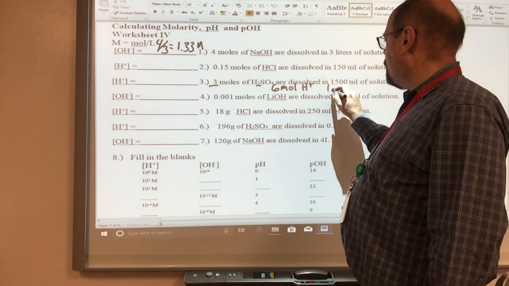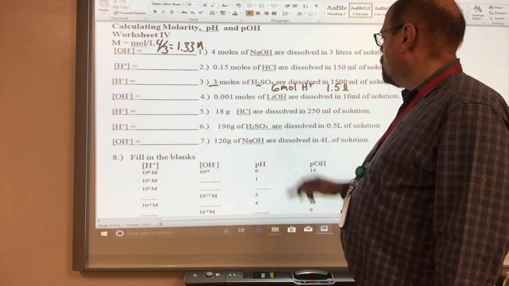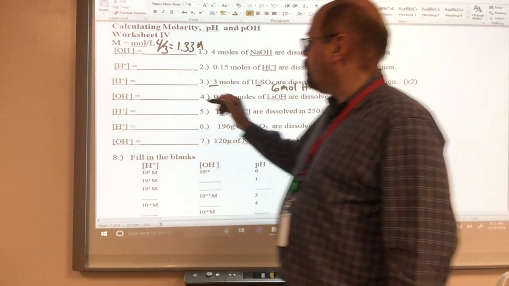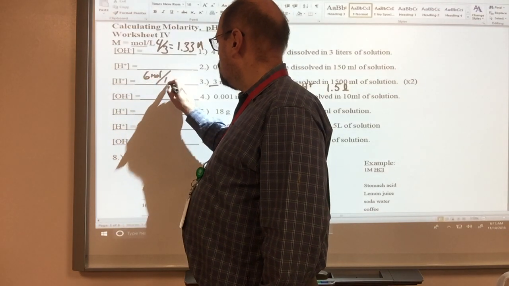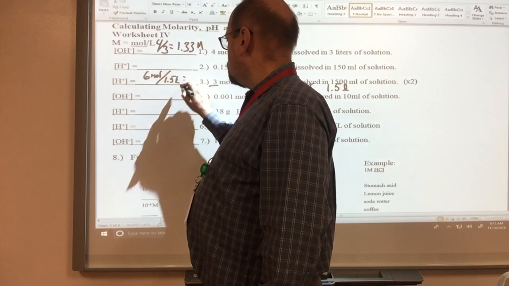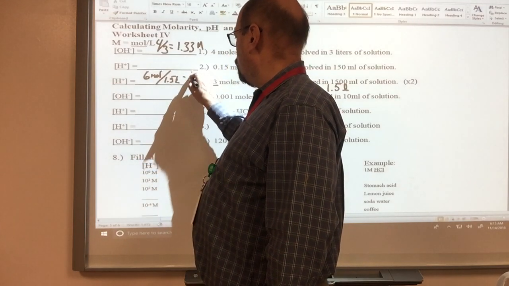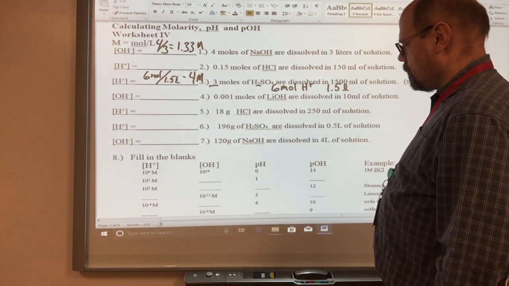And it's in 1.5 liters. You have to put these in liters of water. So 6 over 1.5 ends up being 4 molar. Okay? So that's how you get that concentration.